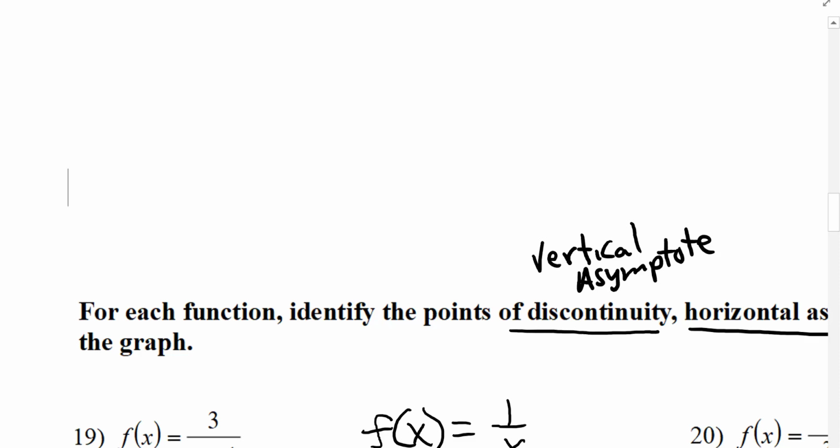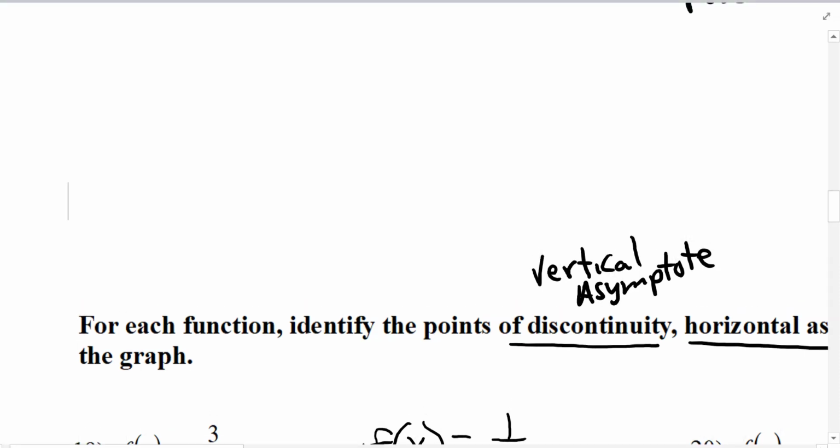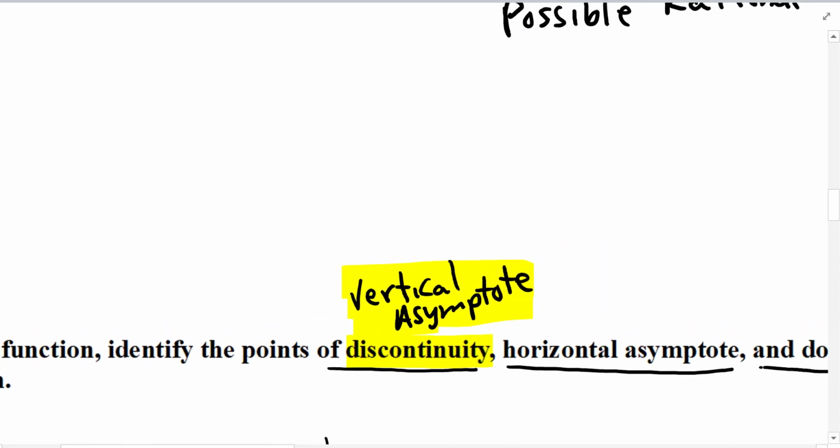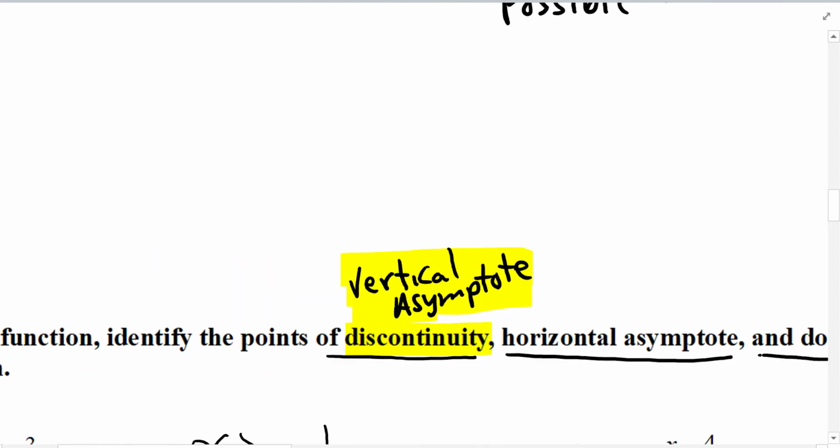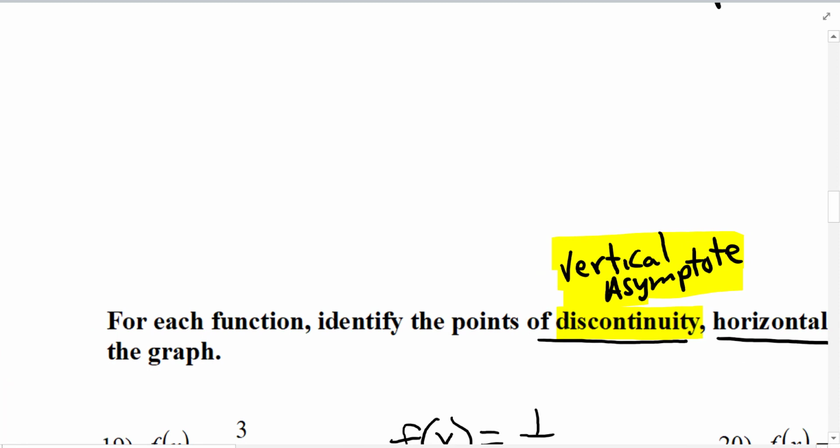Okay, for each function, identify the points of discontinuity. For this, for points of discontinuity, I want you to think vertical asymptotes, horizontal asymptote, and the domain. Then you're going to sketch the graph. That sounds pretty complicated, but you're going to find that it's not too much.